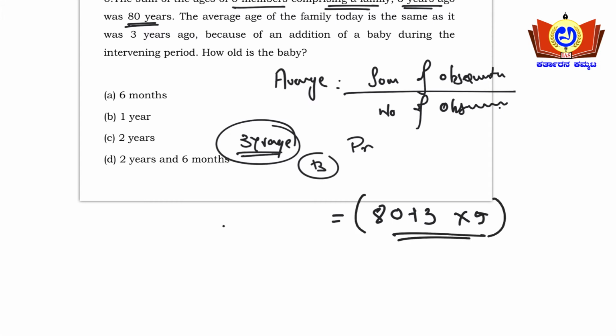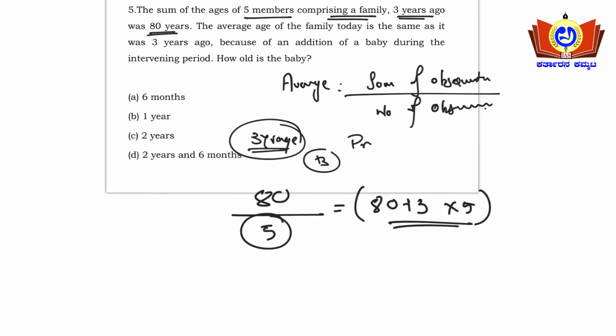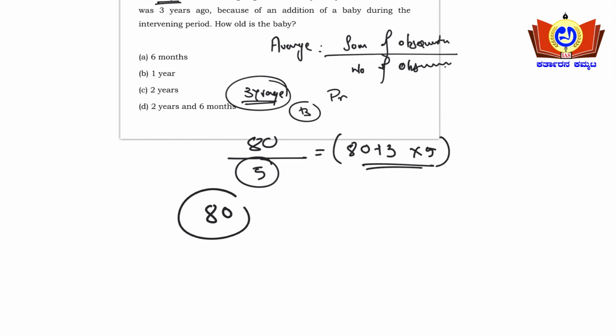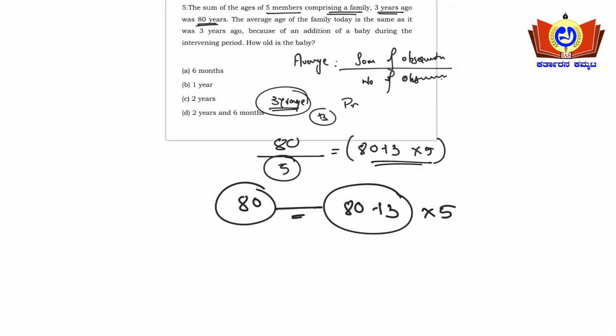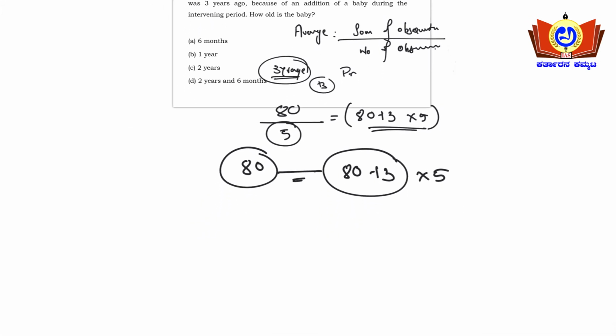Why did I do that, my friends? Actually, the sum of the ages has been given here: the sum of the ages of the 5 members of the family 3 years ago was 80 years. This will be divided by 5, which means we will be doing average here. So 80 is the sum here. So 80 plus 3 present age into how many members are there? 5 members are there. So 80 plus 3 into 5 will give the present age of the 5 members of the family. So 5 into 3 is 15, and 15 plus 80 will be 95, my dear friends.